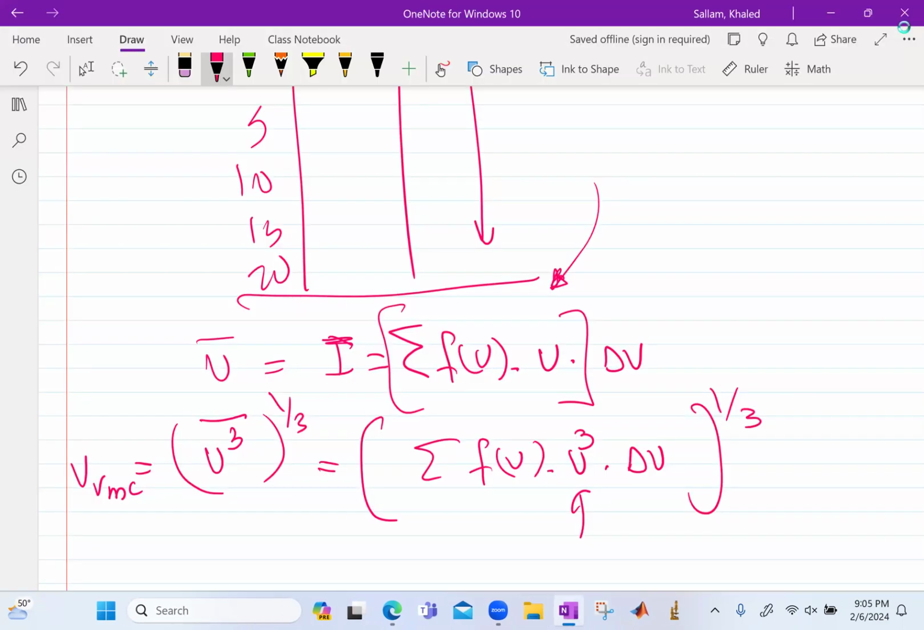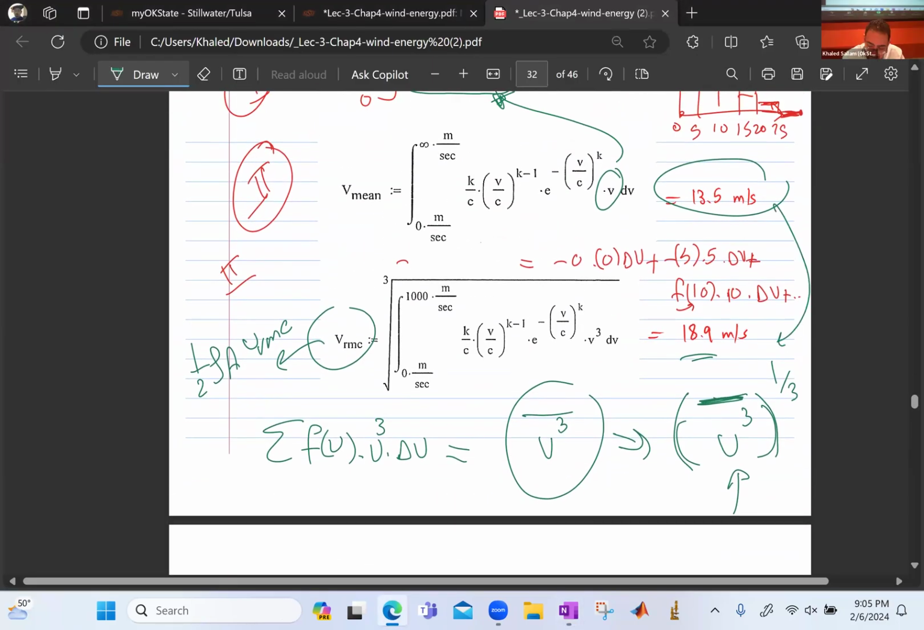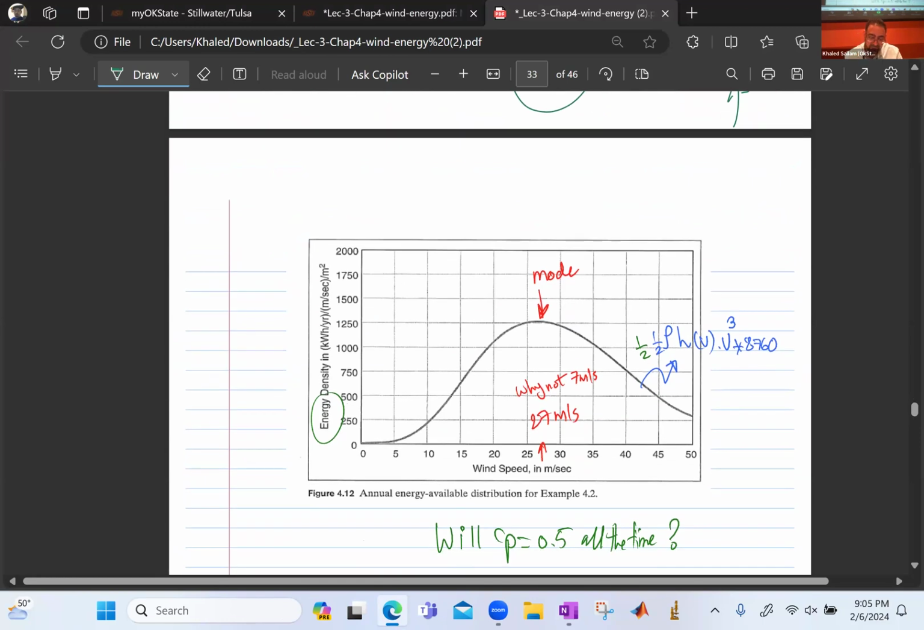Make sense? Okay. And so why are those not the same? Because the average of the cube is not the cube of the average. Yes. All right.